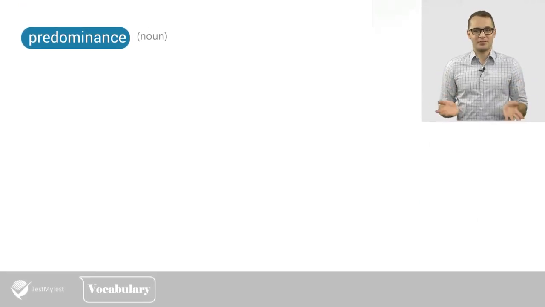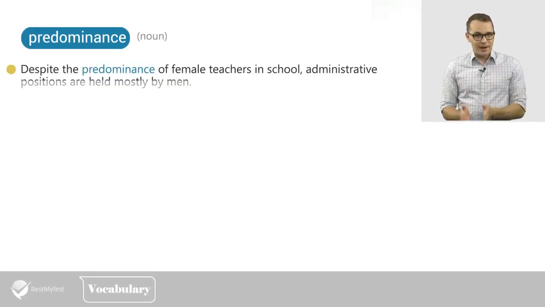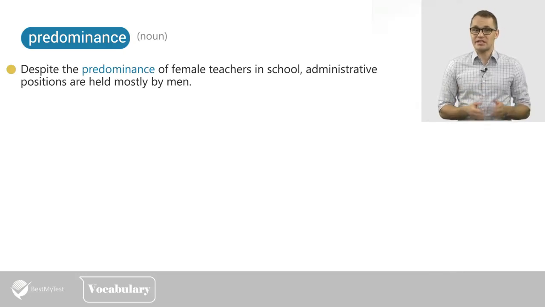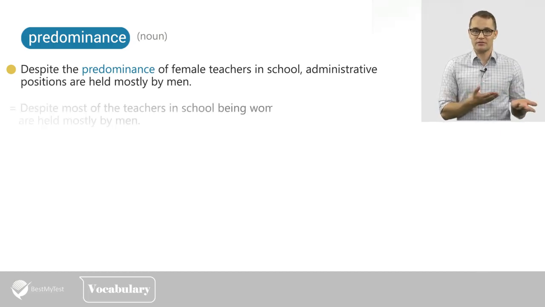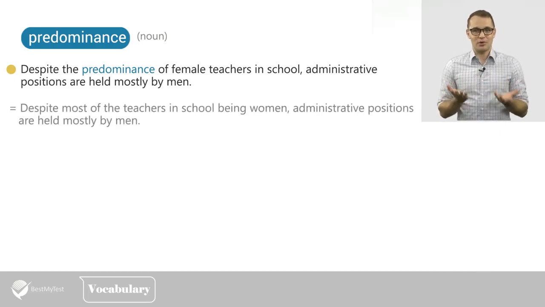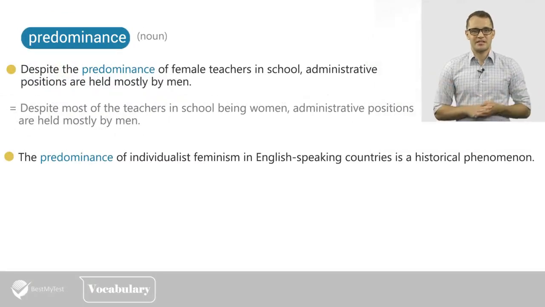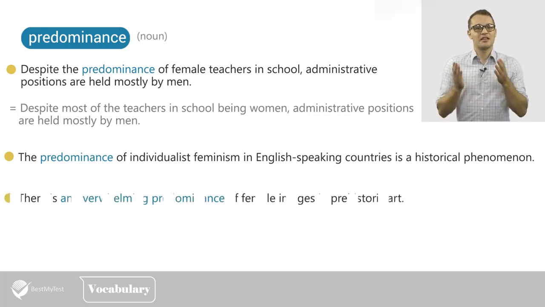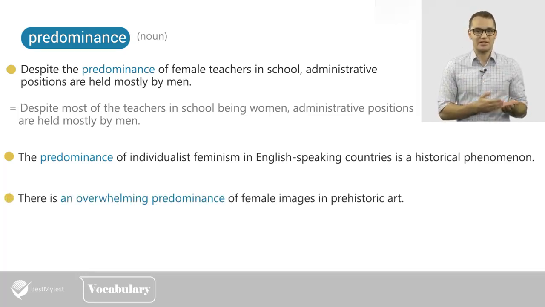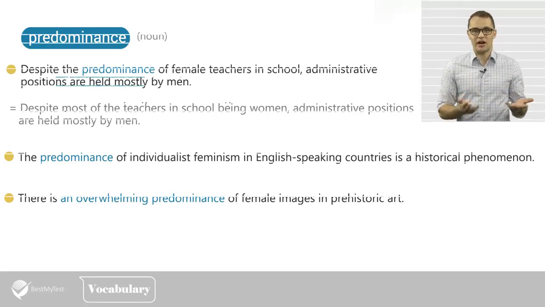Alright, here are more examples using predominance. Despite the predominance of female teachers in school, administrative positions are held mostly by men. That means that despite most of the teachers in school being women, administrative positions are held mostly by men. And another sentence. The predominance of individualist feminism in English-speaking countries is a historical phenomenon. And the last sentence. There is an overwhelming predominance of female images in prehistoric art.